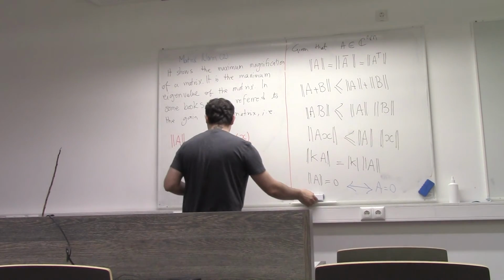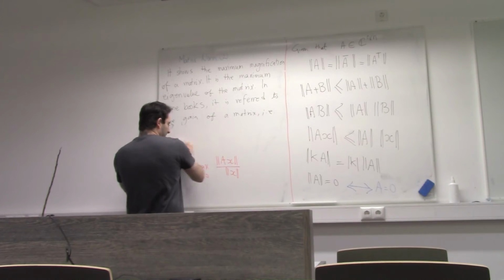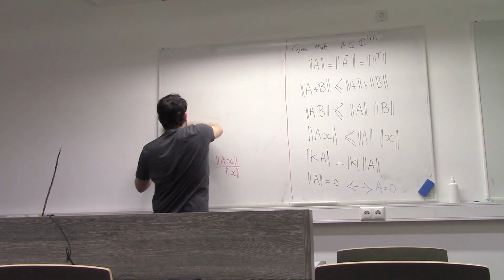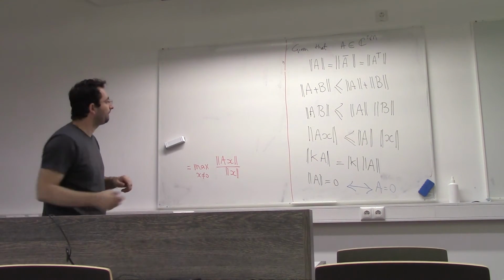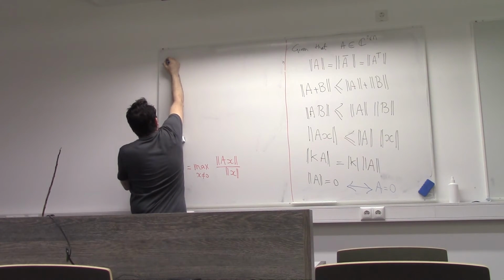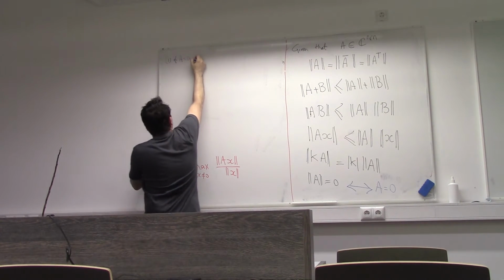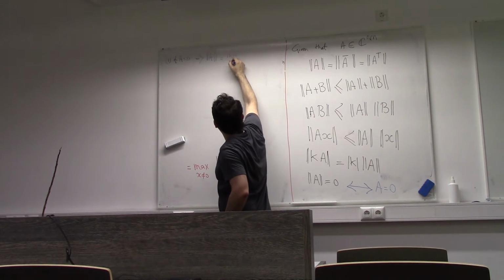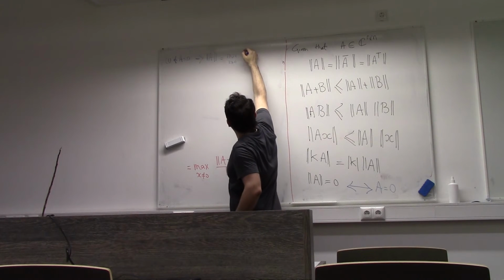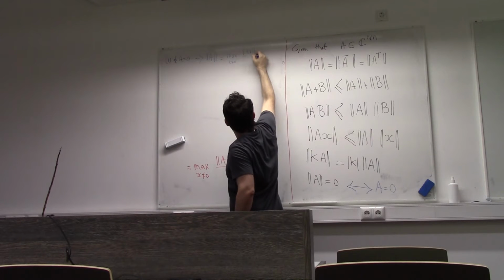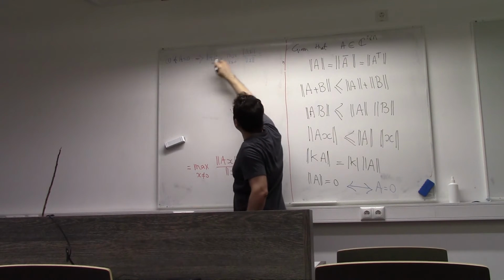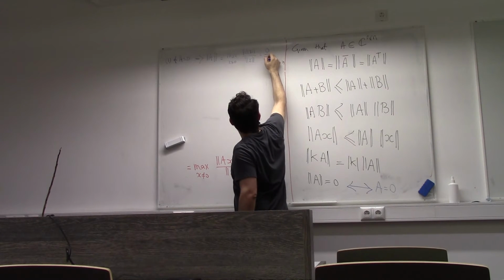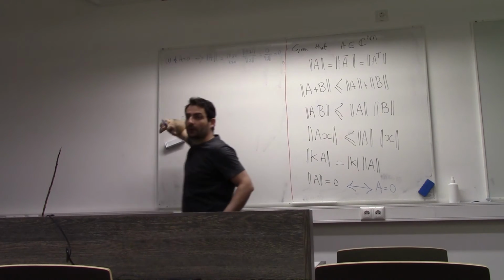I keep this formula, and we'll start to show the last one first. So if A is equal to 0, then the norm of A, which is maximizing over x, which is not 0, of the norm of Ax over the norm of x, is equal to, because A is 0, this one is 0, divided by the norm of x. Okay?